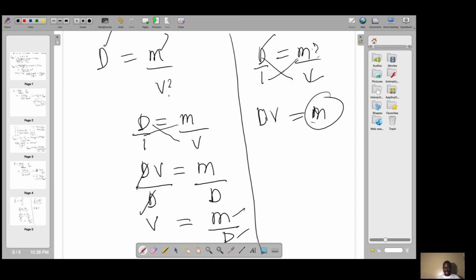So that is how to manipulate the density formula using cross multiplication and division. So that's something to keep in mind. As I pointed out, it's not all the time they ask you to solve numerical density problems. Sometimes they ask you conceptual questions. So let's look at conceptual questions.